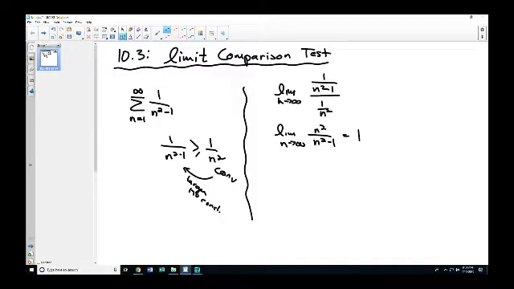Okay, now, if that limit is greater than 0, and 1 over n squared converges, those both are met, correct? 1 is greater than 0, and 1 over n squared converges. That implies that 1 over n squared minus 1 converges. Can the inverse be said? Okay. That is what we call an if and only if statement. Yes.